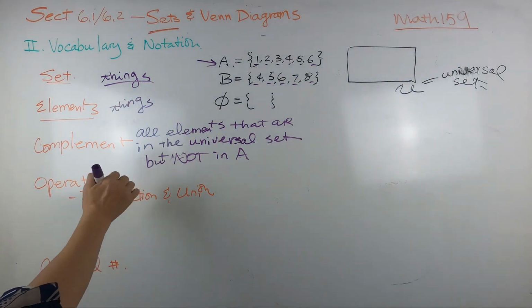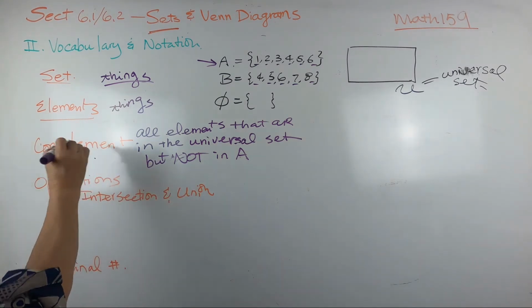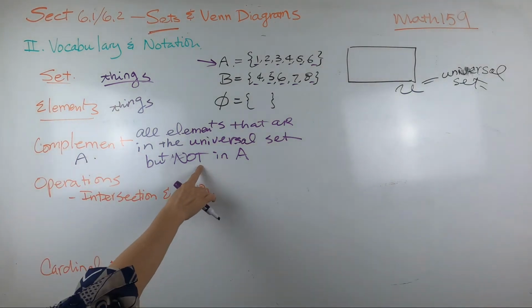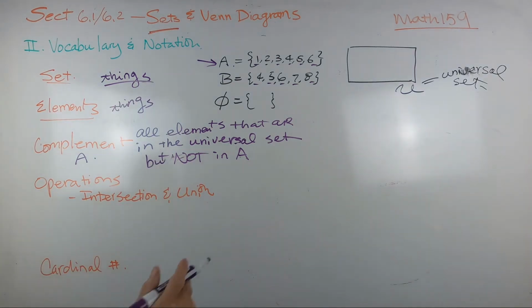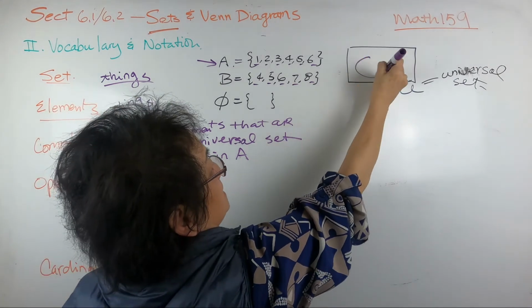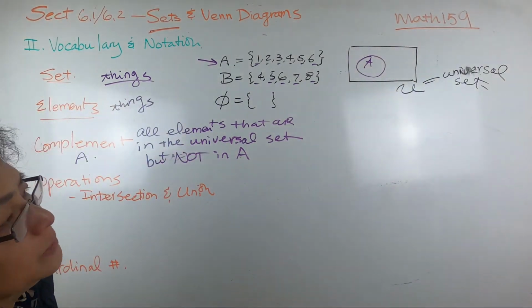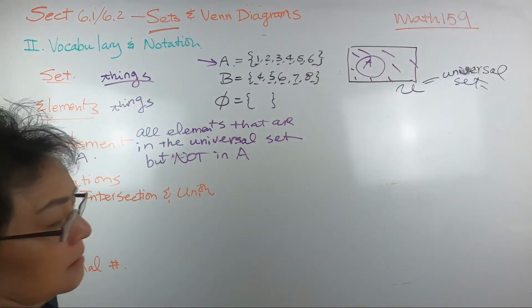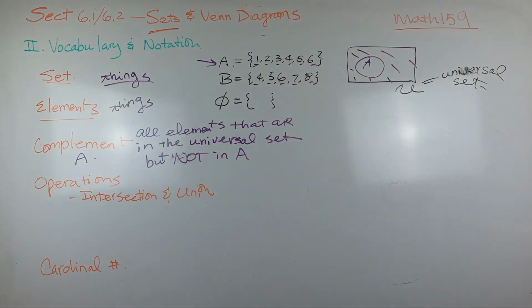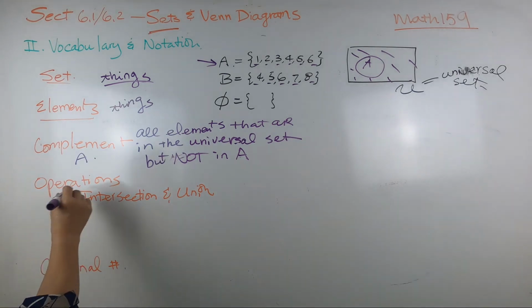So for what's the complement of A, that would be what? The things outside of A, okay? So the universal set is here. If A is here, where is the complement of A? That will be the remaining part, right? That's called complement. Then for the sets, we are going to do operations.